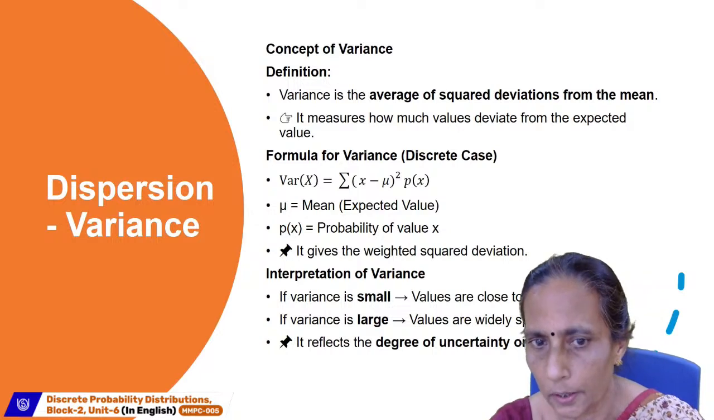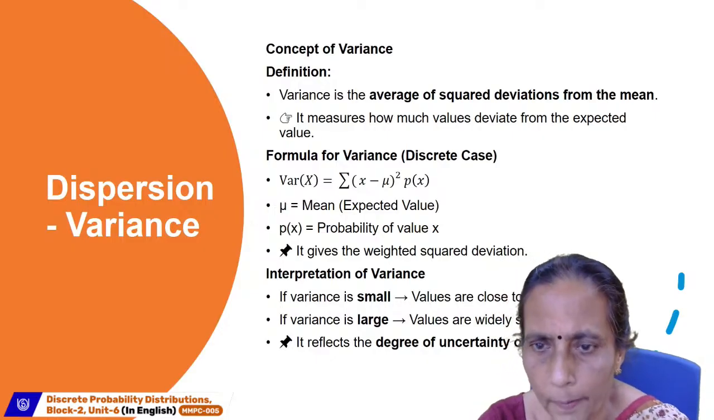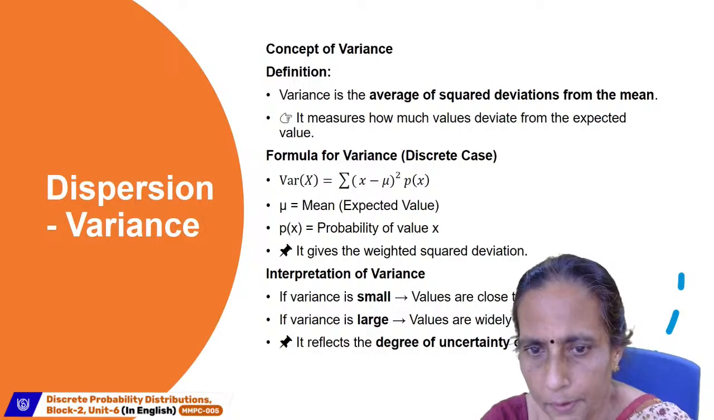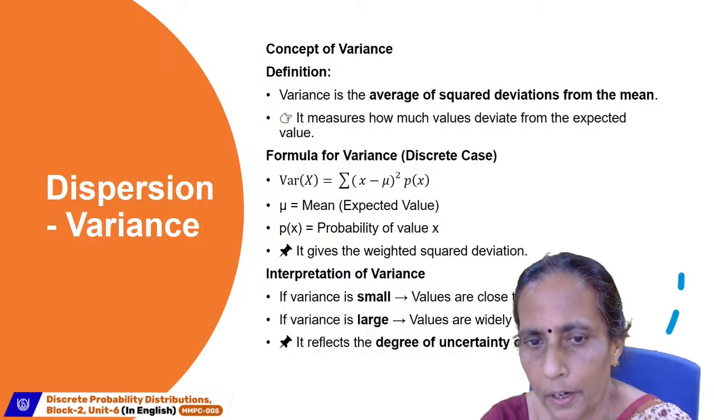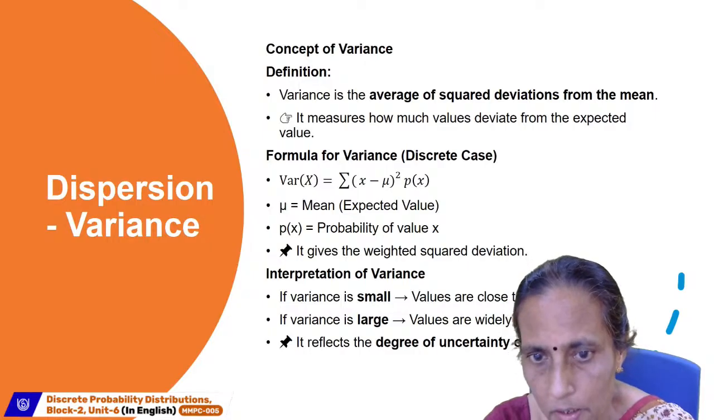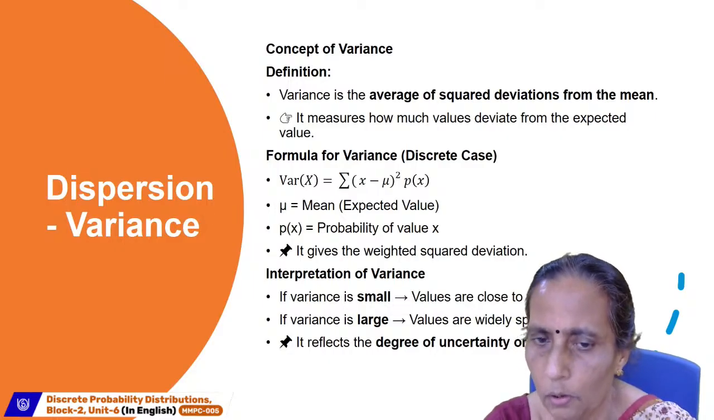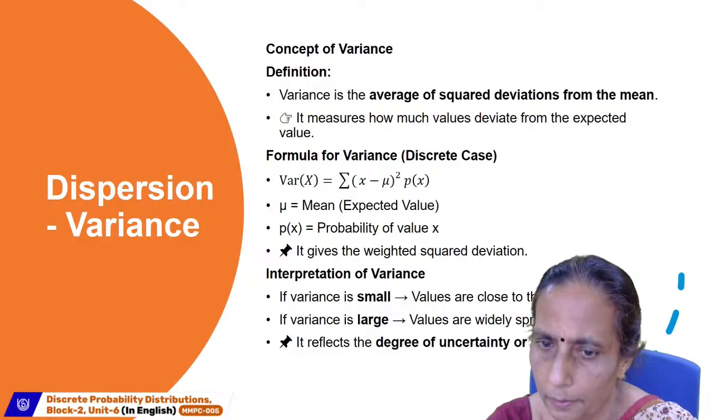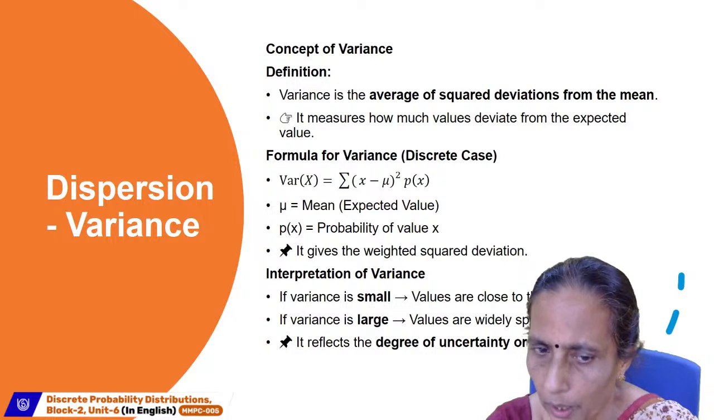So the variance of X is the expected value of (x minus mu) squared, the formula we considered while calculating the standard deviation during our measures of variation. Here mu is equal to the mean or the expected value, and P(x) is the probability of the random value x. It gives the weighted squared deviation.